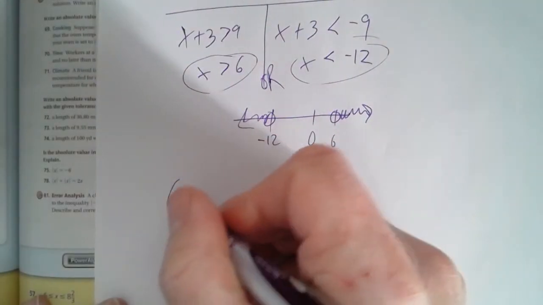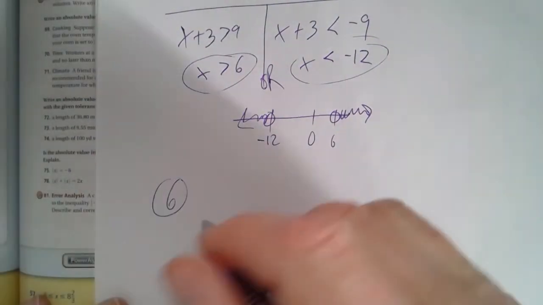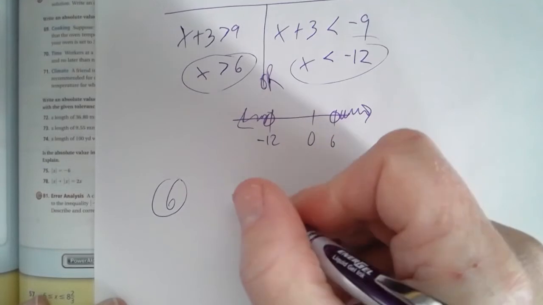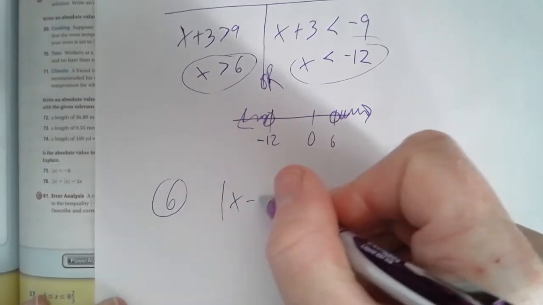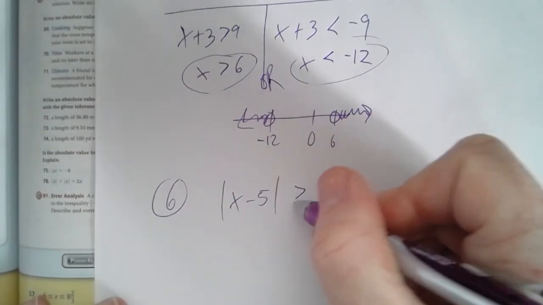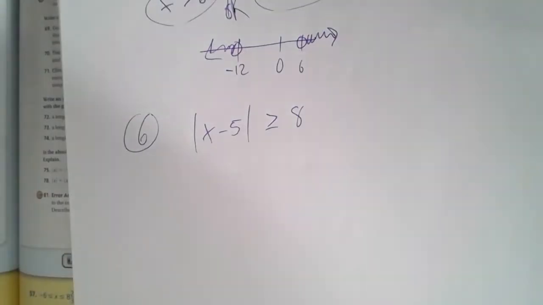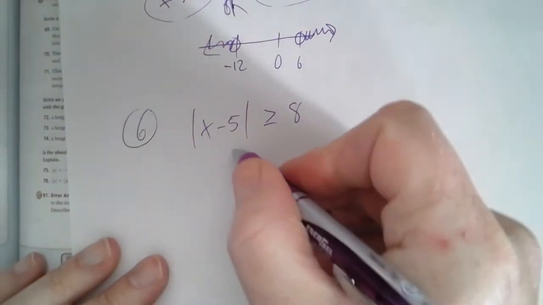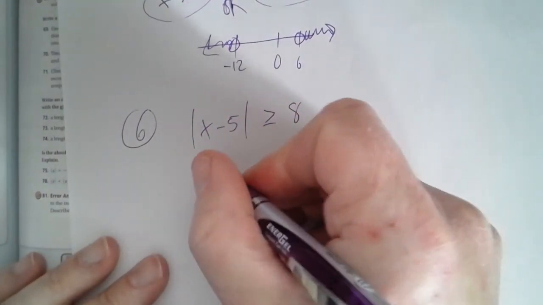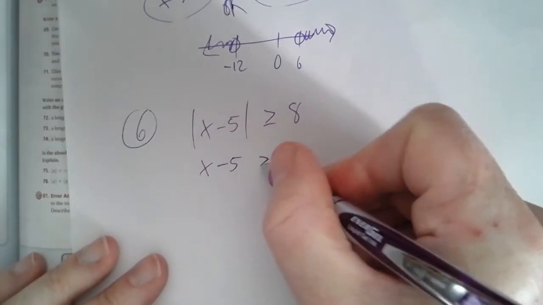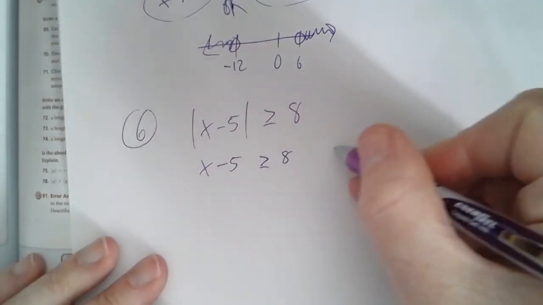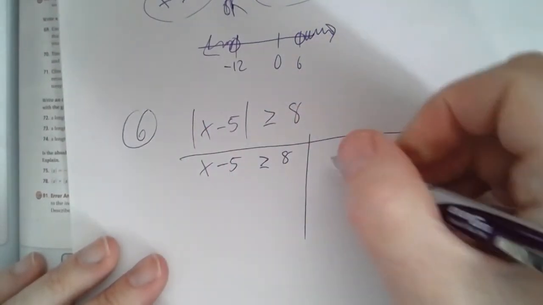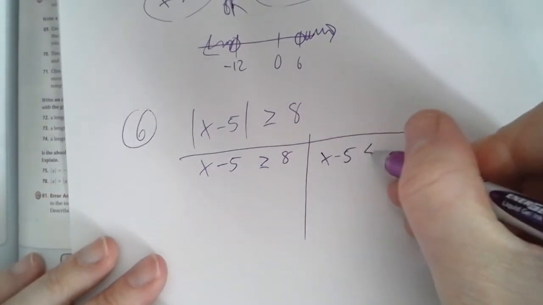Okay, number 6. You try this one. Absolute value of x minus 5 is bigger than or equal to 8. So try that and see what you come up with. All right, and here's the solution. We're going to go ahead and make two equations. X minus 5 is greater than or equal to 8. And then you make the other equation over here. X minus 5 is less than or equal to negative 8.